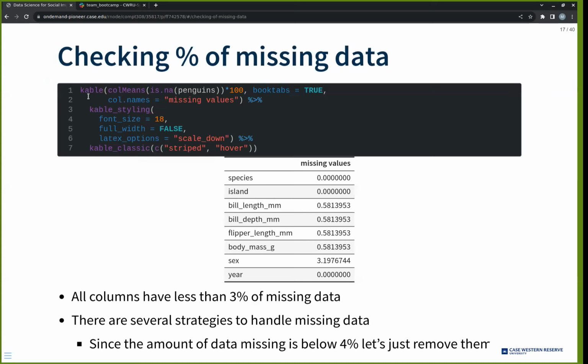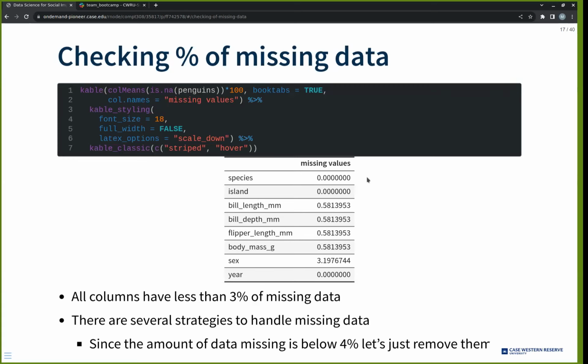So you're again calling the kable function. colMeans is.na penguins. This means how many of the data points are NA inside penguins, and multiply that by 100. That will give you the percentage. And you print that inside a new column and name the column missing values. And then this is again the same styling that you've seen in the past slides. So what this does is find the percentage of missing data in every single column of penguins. NA times 100 gives the percentage, and then you fill in the values in the missing values column.